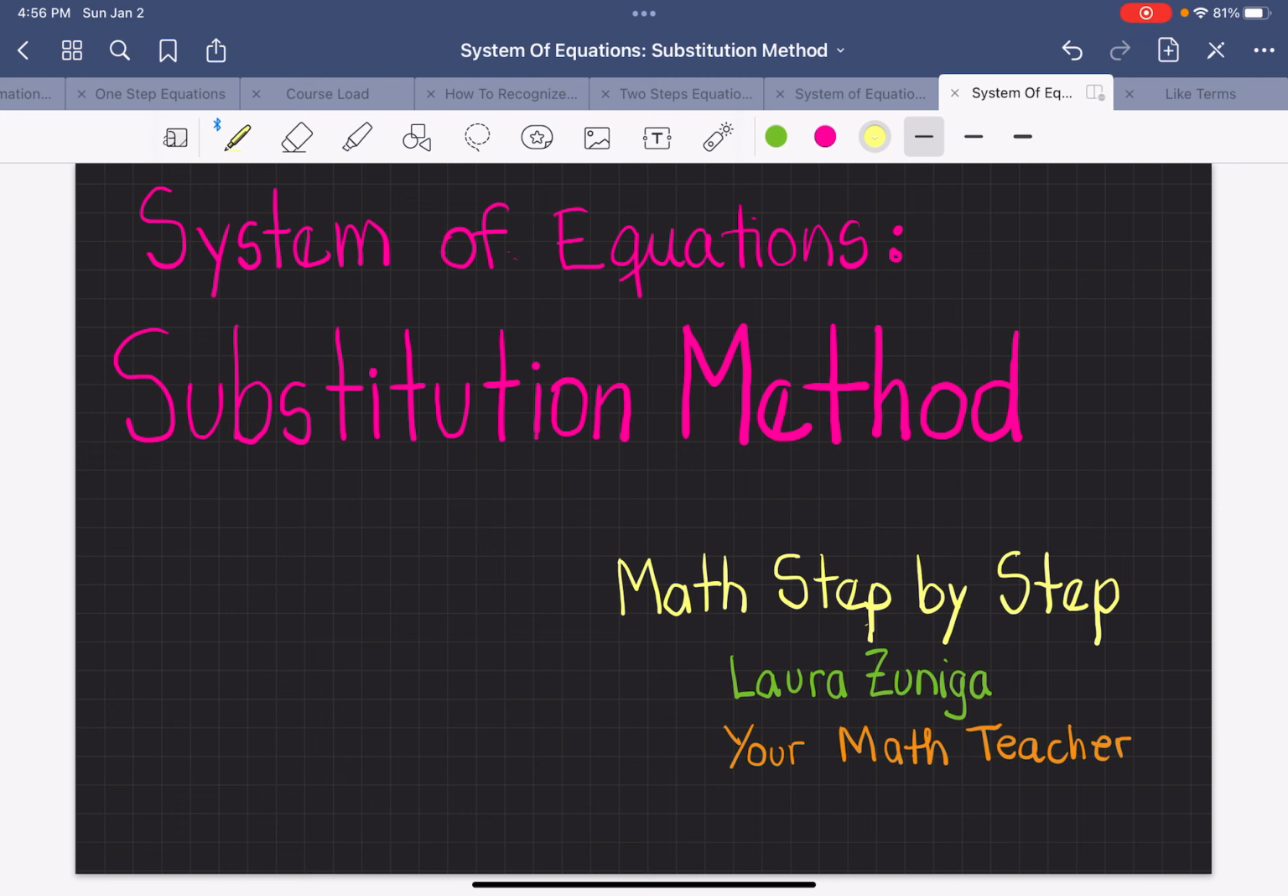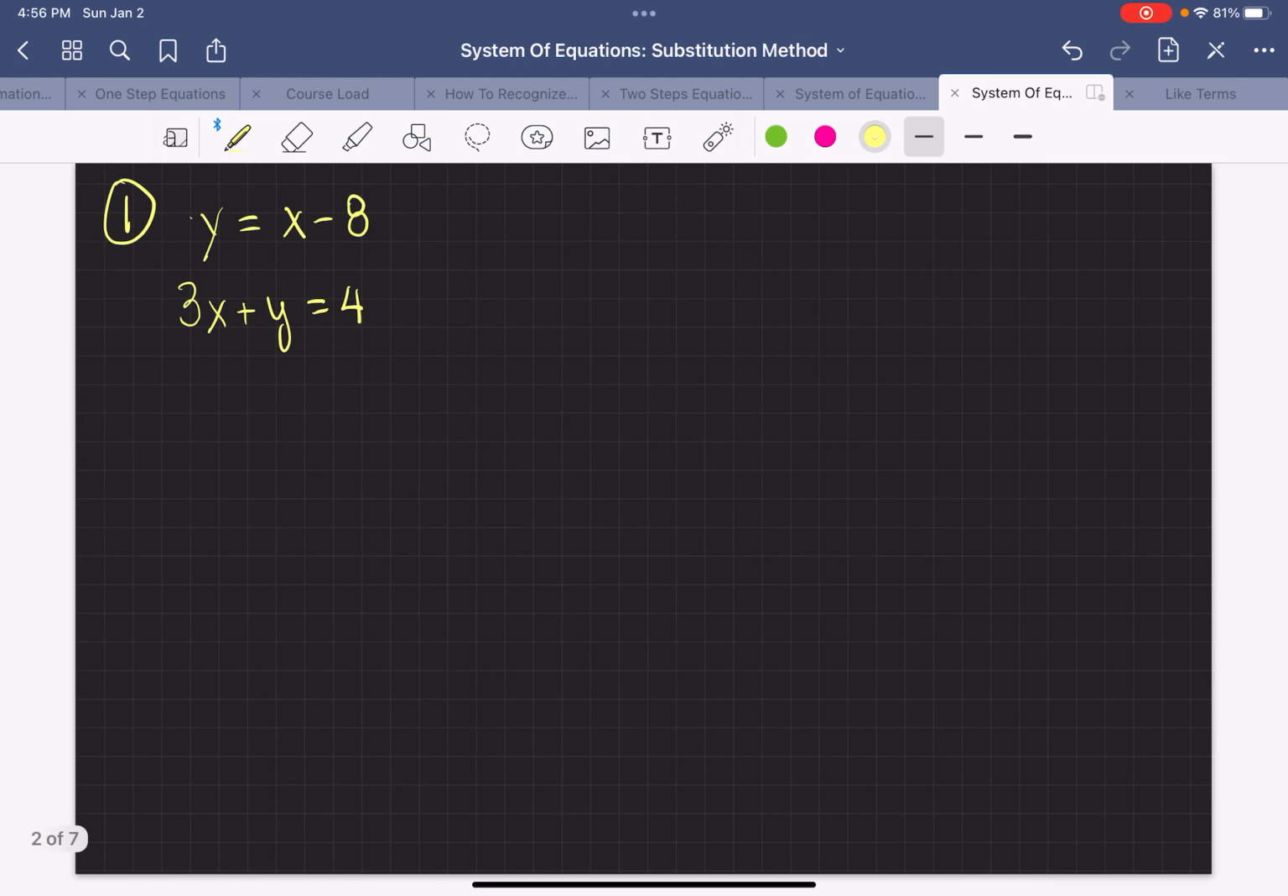So let's go to our first problem. Here we have two equations. I'm going to call the first equation equation A and the second equation equation B.